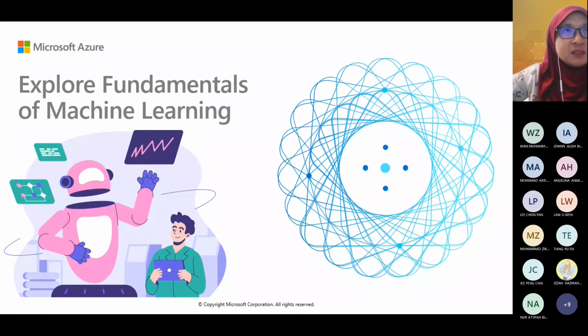Let me start first. Okay, this is the second learning path, the evening session, first day. AI fundamentals, AI-900 certification. Explore fundamentals of machine learning.